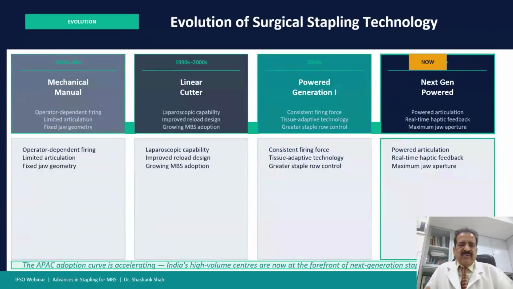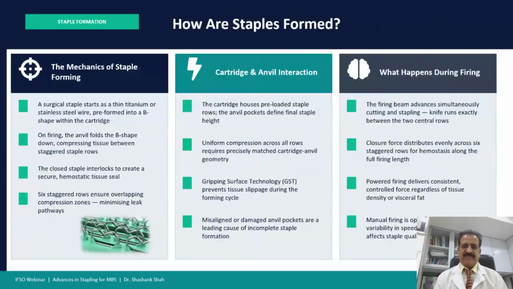The evolution started with mechanical or manually operated staplers where there was limited articulation, a fixed gun and fixed jaw, and then the surgeon had to use his force. Then came laparoscopic linear cutters. We all still use them sometimes, but forward gun definitely made a difference with consistent firing force. There is no lateral movement while you fire, tissue adaptive technology, and greater control on staple formation. The next generation powered articulation, real-time haptic feedback, and maximum jaw opening. That has made a difference, and jaw opening definitely matters.